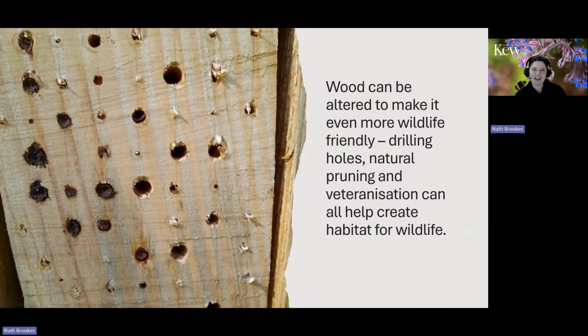You can also carry out a process called veteranization if you've got any unwanted trees on site. Veteranization is where you create deadwood habitat by artificially speeding up the demise of a tree. So you mimic natural processes like storm damage or even animal damage. Squirrels are quite good at ring barking branches, where they nibble around the whole of the branch circumference and just nibble that bark off.